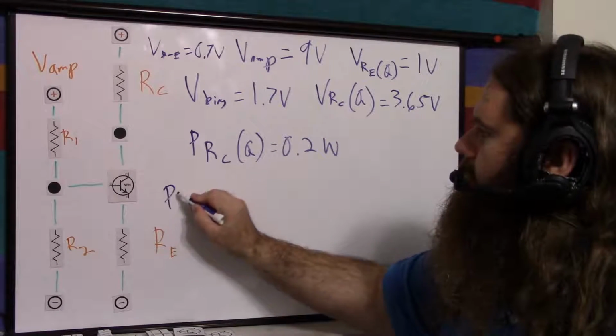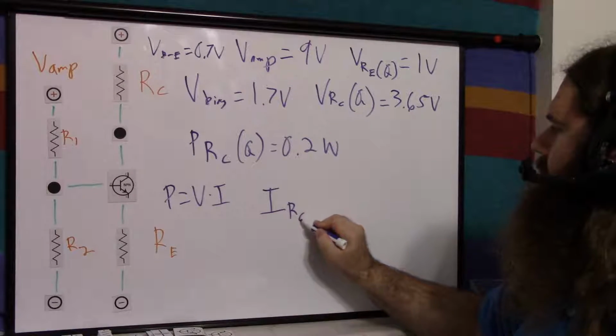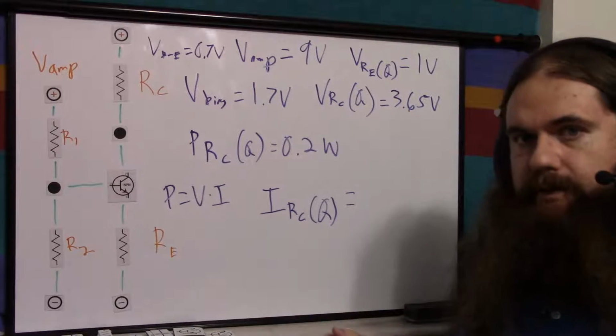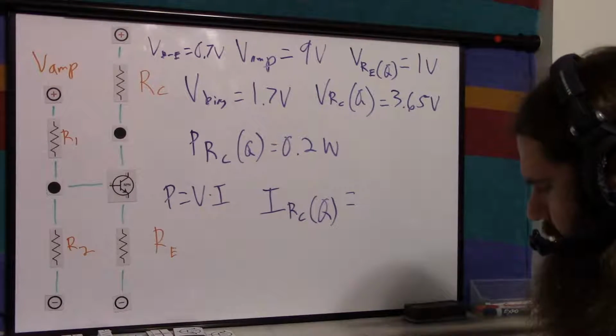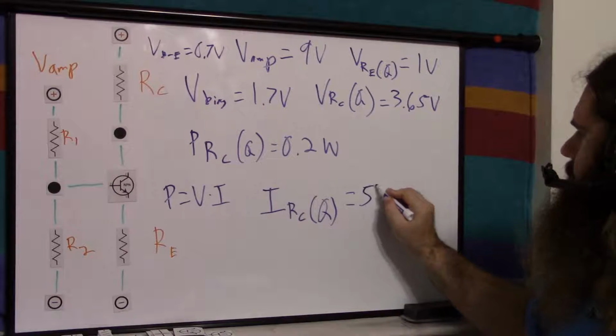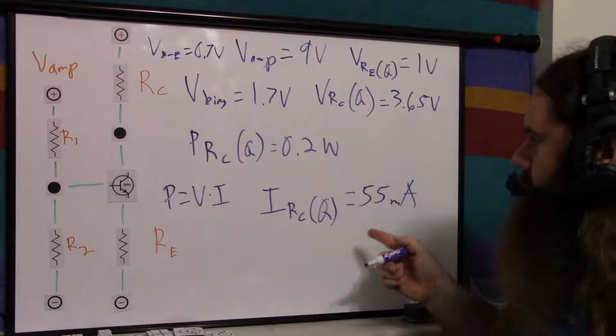We know that P equals V times I. So I through RC at quiescence equals, we just take the power target, divide by the voltage, so 0.2 divided by 3.65 equals about 55 milliamps. So at quiescent, we're going to be getting that much current through this thing.